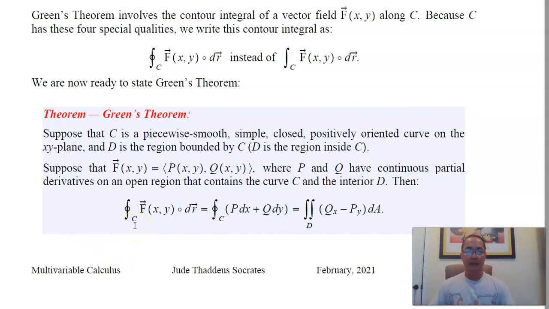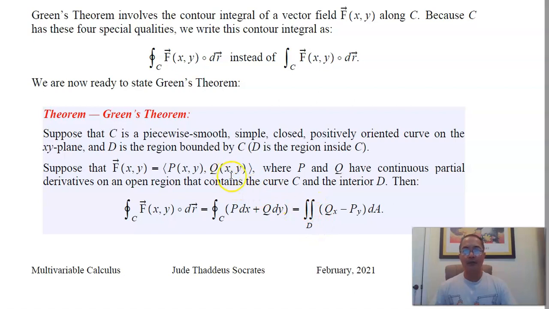The contour integral of our vector field F dot dr, our usual notation, going in the counterclockwise orientation, which we can write, of course, as P dx plus Q dy, is exactly the same as a double integral. Very surprising. How can a contour integral be the same as a double integral? But they are. And we will prove this, or at least one instance of this, at the end of this video. It's a double integral. What are we integrating?